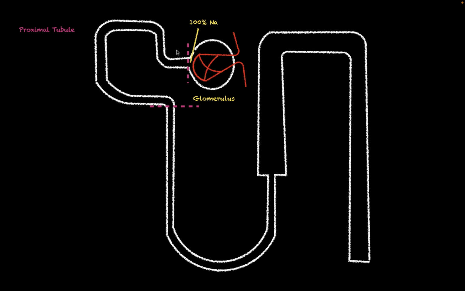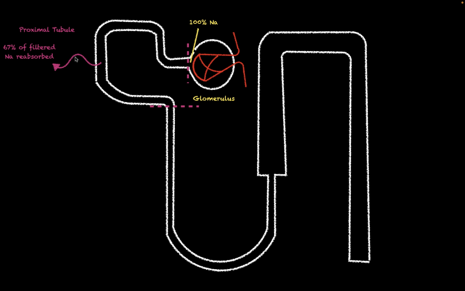So when the sodium flows with the filtrate into the proximal tubule, it is going to reabsorb some of that sodium, and it's responsible for reabsorbing around 67% of all filtered sodium. So of all the sodium that was filtered out of the capillaries and moved into the nephron, around 2/3 of that sodium is going to be reabsorbed by the proximal tubule. So the proximal tubule is responsible for reabsorbing the greatest amount of filtered sodium.